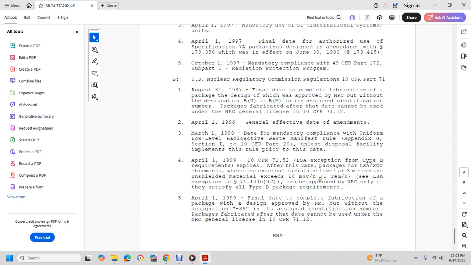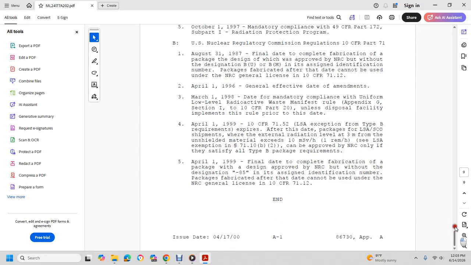April 1st, 1999, final day for the complete fabrication of the package of the design with the Nuclear Regulatory Commission designation of the -85, with the design identification number of the package fabricated with the date that cannot be used under the Nuclear Regulatory General License, 10 CFR 71.12.